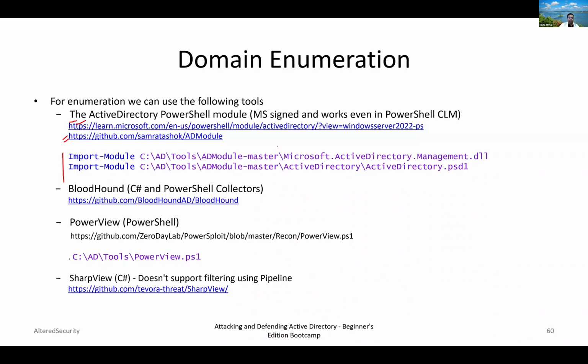We will use BloodHound as well. That has both C# and PowerShell collectors. We'll take a look at both BloodHound CE and the BloodHound Legacy. We'll also use PowerView, which is a PowerShell tool. Could also use SharpView, which I personally don't use because there is no filtering on the pipeline.